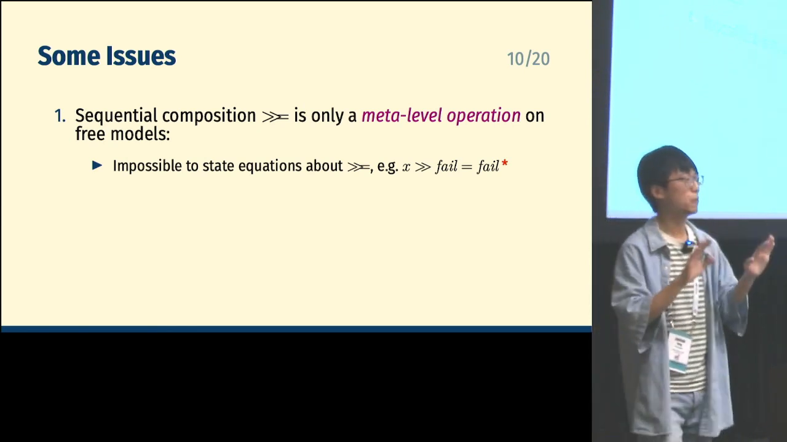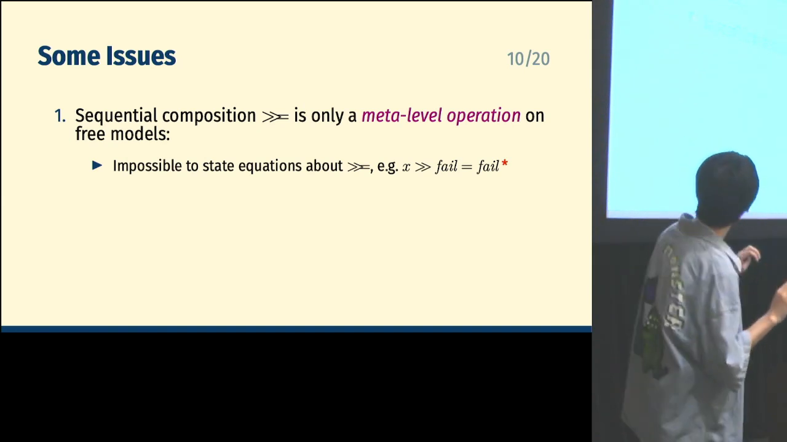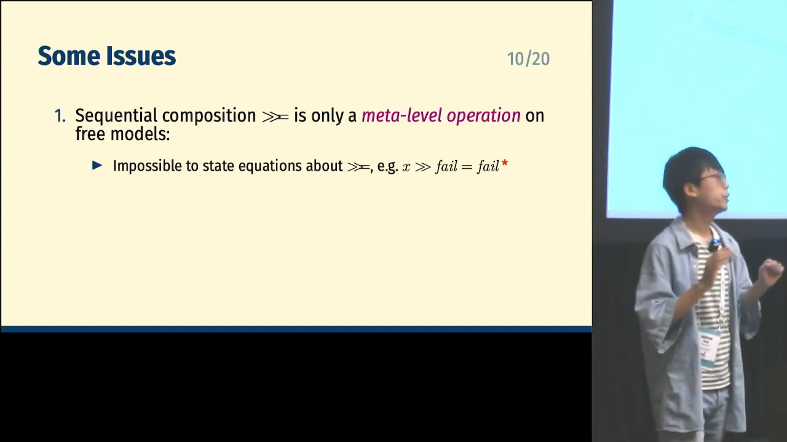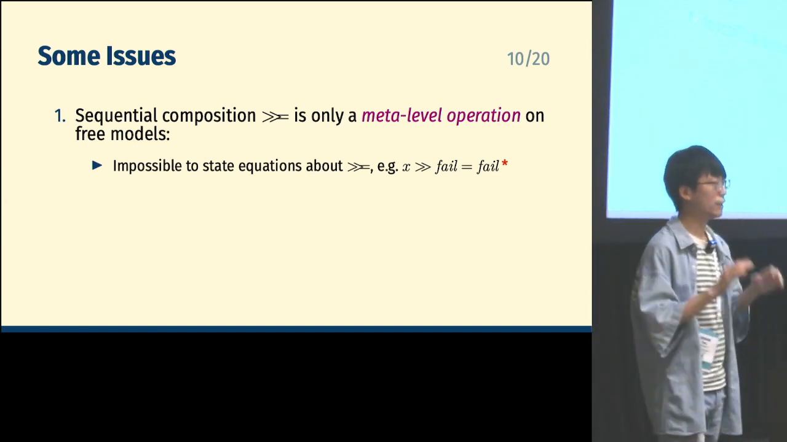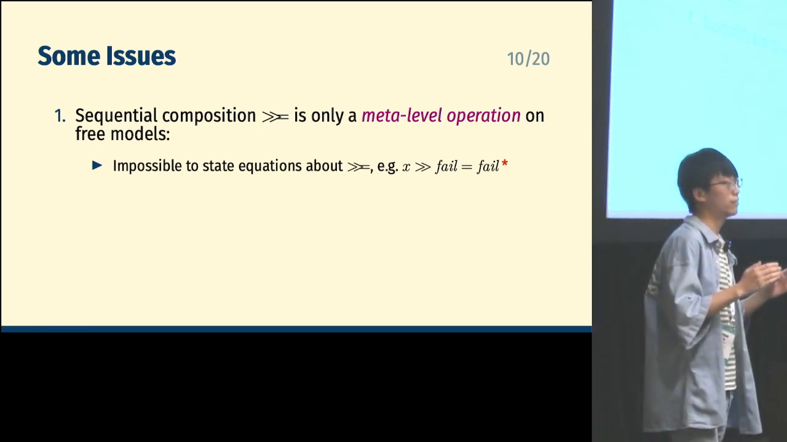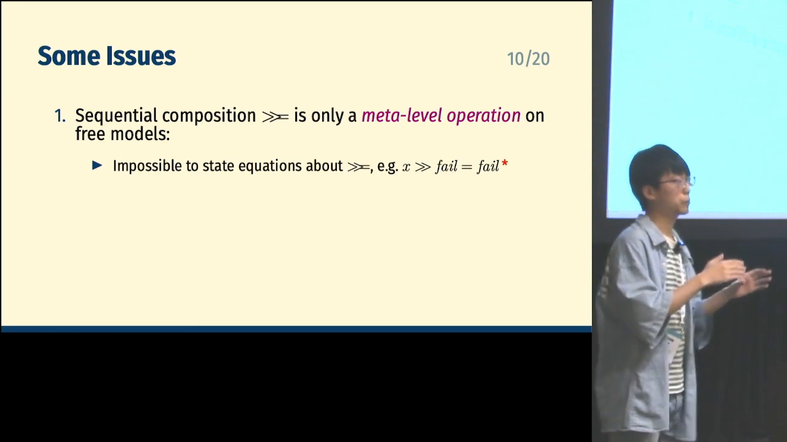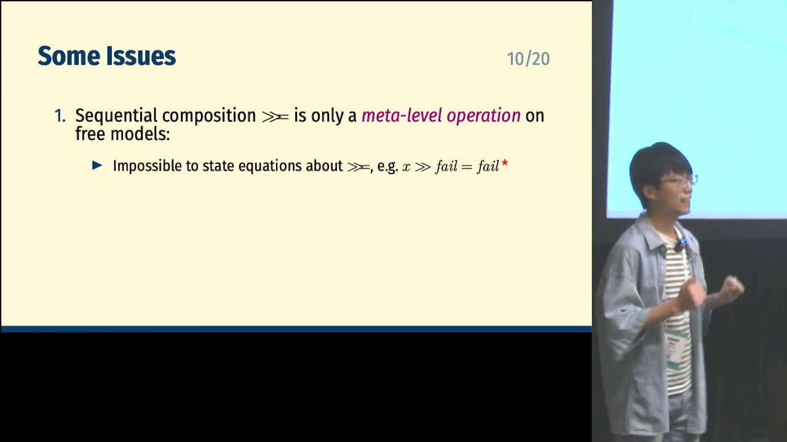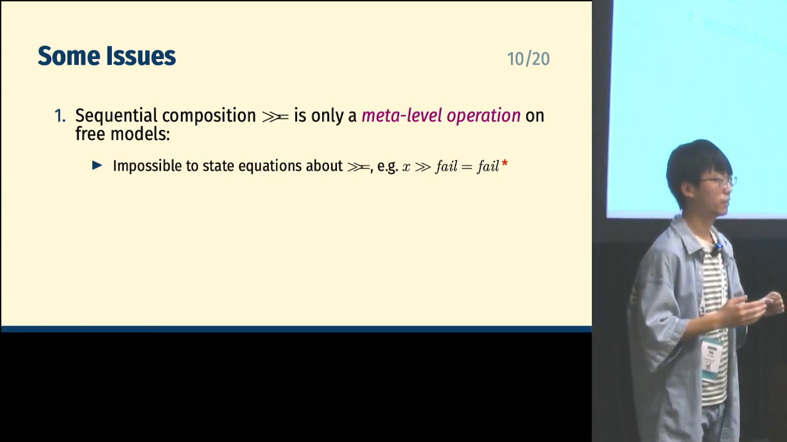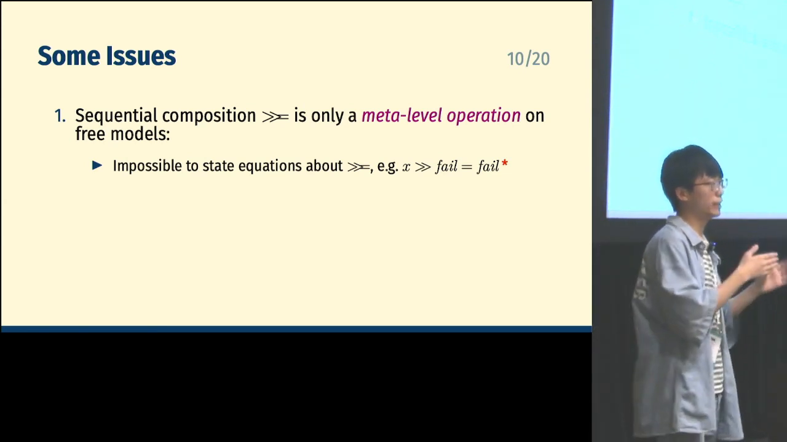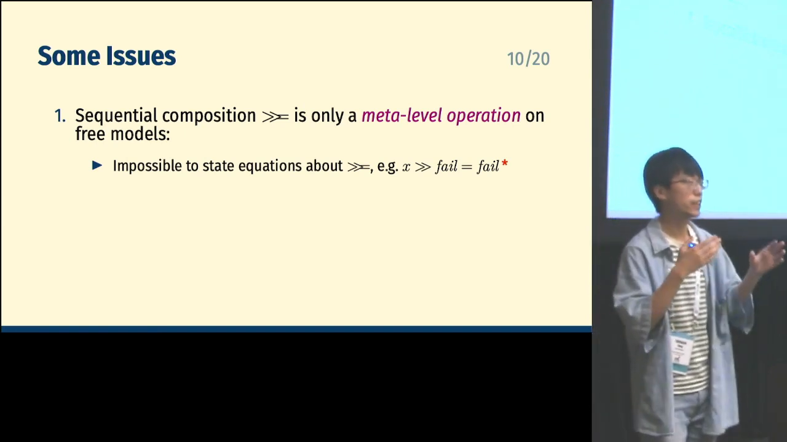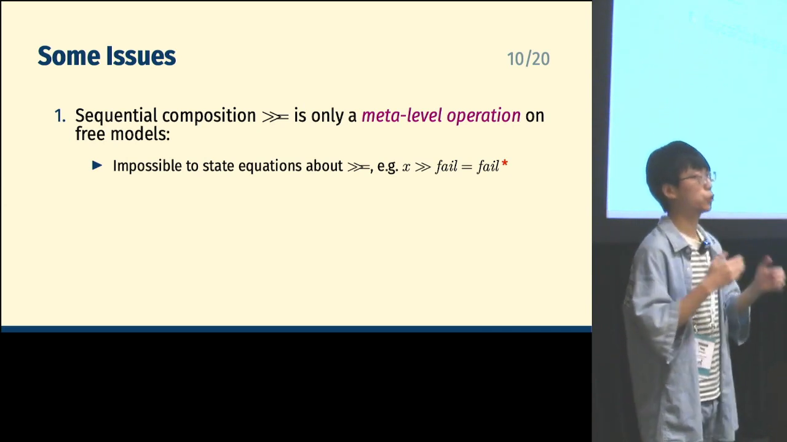But what's new in our paper? The new things in our paper are motivated by two issues in algebraic effects. The first thing is that we noticed that sequential composition isn't a real operation in the algebraic theory of an effect, but instead it is an emergent operation that happens to exist on the free models. So consequently, we cannot use equations to characterize the intended behavior or intended interaction between operations and sequential composition.